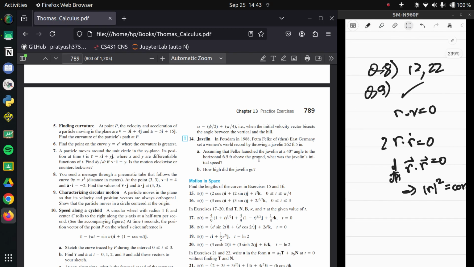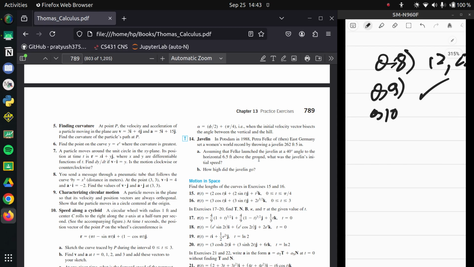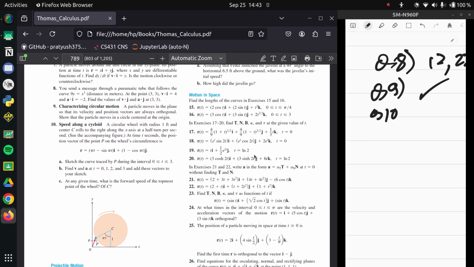Stupid. Next question. Question 10 is speed along the cycloid. A circular wheel with radius 1 feet and center C rolls to the right along the x-axis at half turn per second, see the accompanying figure. What figure? Okay.